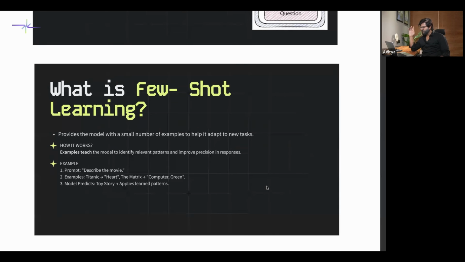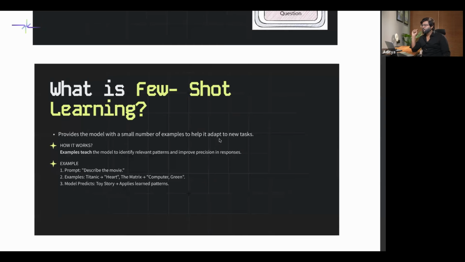Okay, so few shot learning means giving the model a couple of input-output examples in the prompt so it learns the pattern. For example, describe the movie: Titanic, heart; Matrix, computer, green; Toy Story, friendship. Overall, we are showing the model a few question and answer pairs, or some translation examples, so that the model sees them and says, oh, this is the format, this is what I need to mimic. You got the idea?